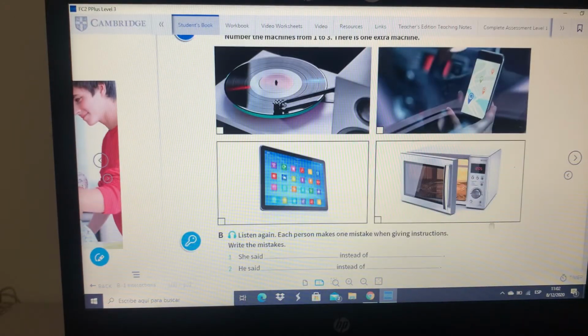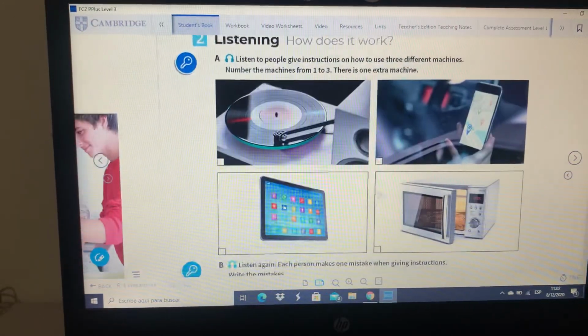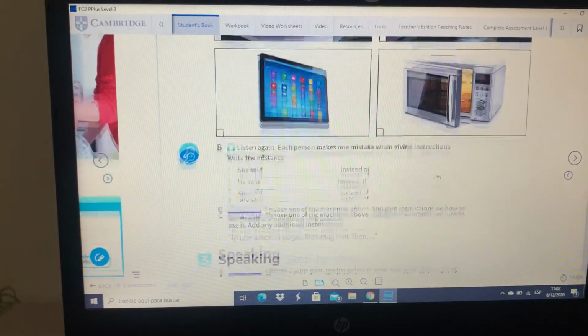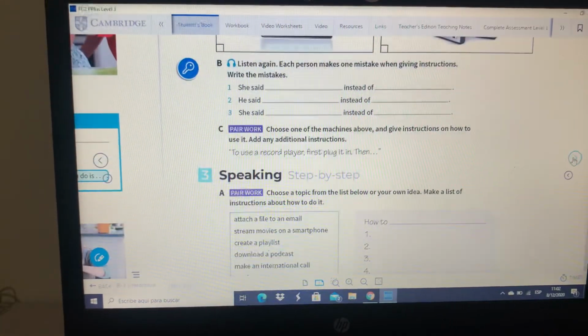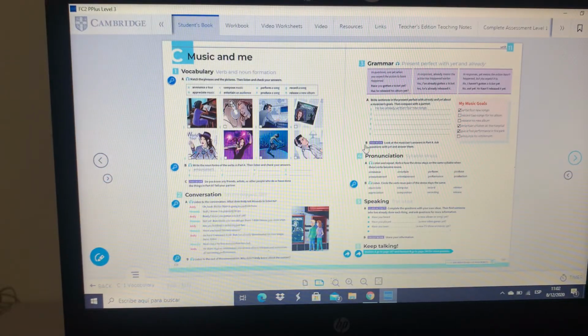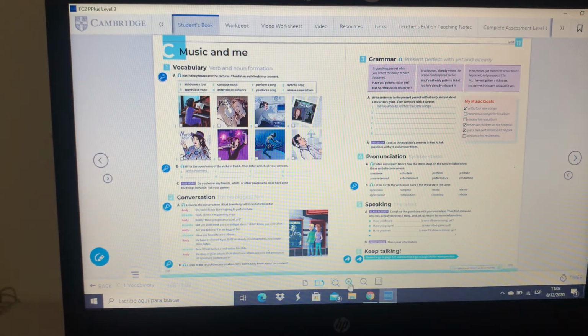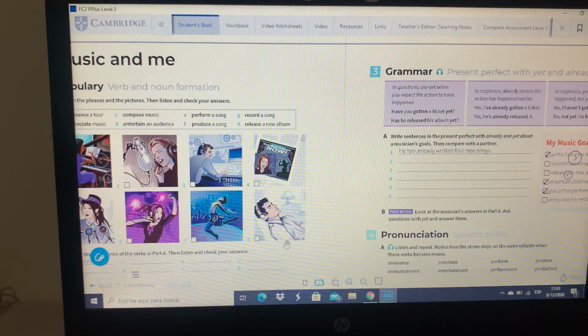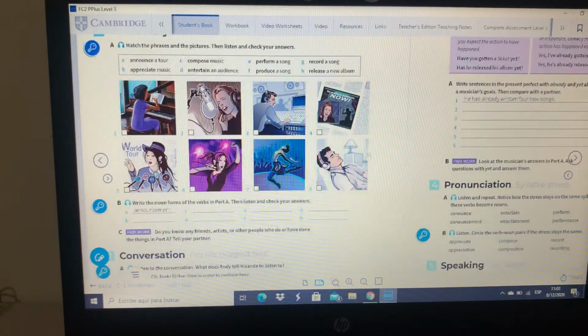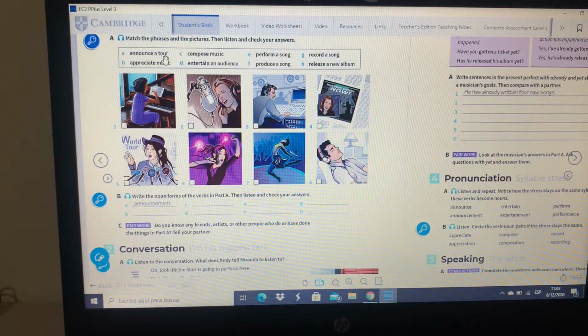Well, this is listening, so it's not necessary to do it. It's about the same topic. So let me continue to the next part. In here we have vocabulary, and it is about matching the phrases with the pictures.